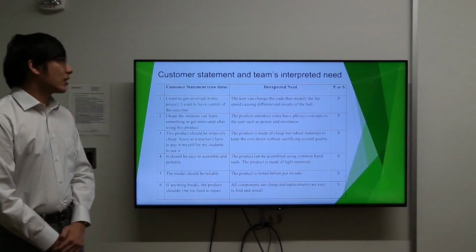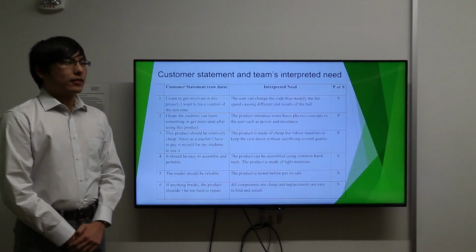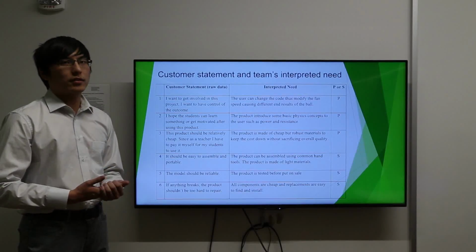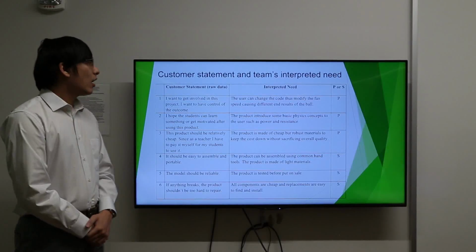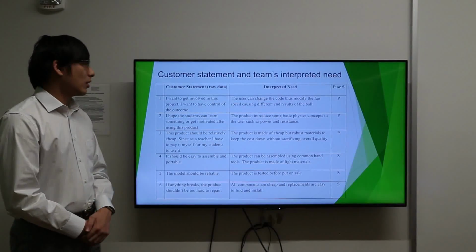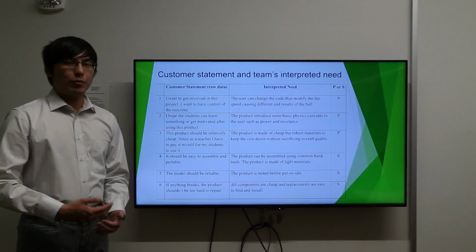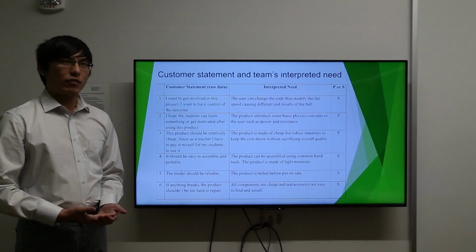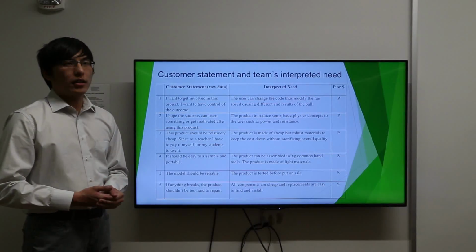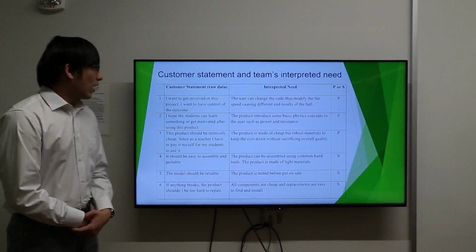So here we can see our customer statement and the team's interpreted need. As an educational project to introduce basic physics concepts and engineering concepts, our potential customers want our project to have user inputs, with which they can change the results of our project. Let's say they can change the code, and they can change the final path of our ping pong ball.